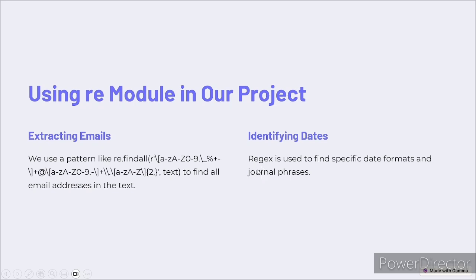The RE module is also used for identifying the dates. Regex is used to find the specified date formats and general phrases. This helps to automate the process of finding and extracting specific pieces of information from the large body of the text.